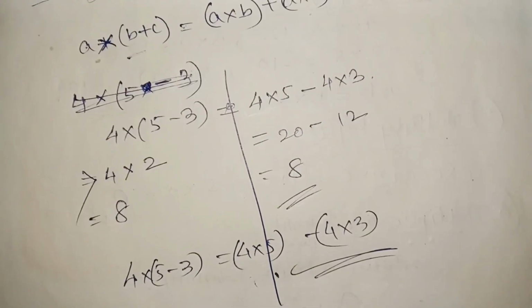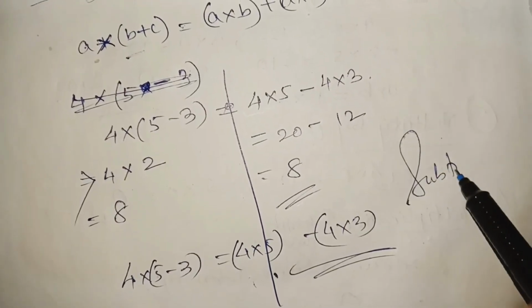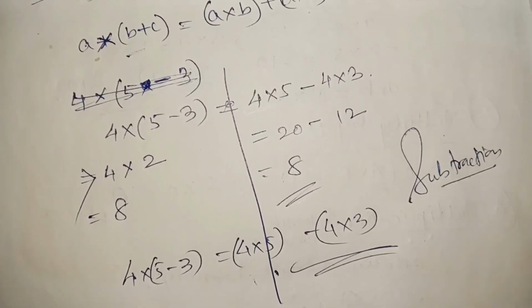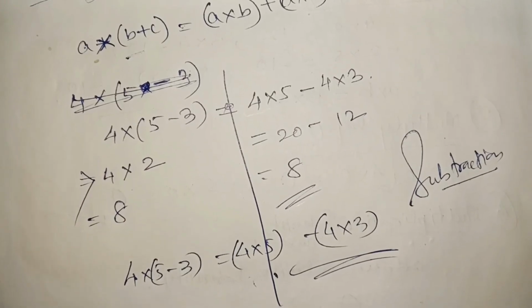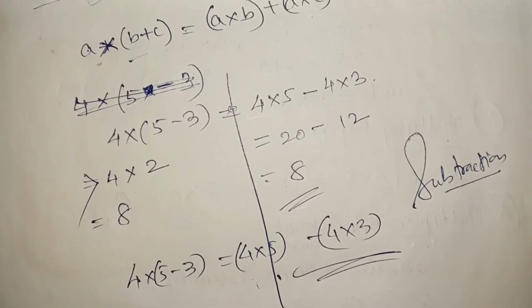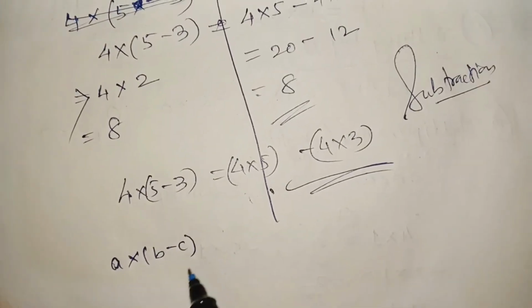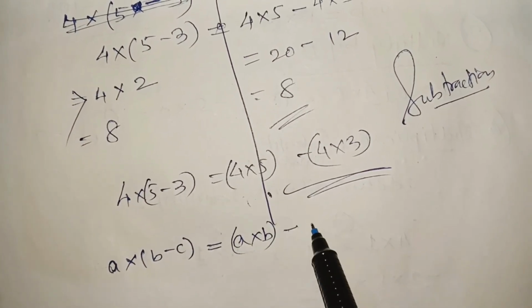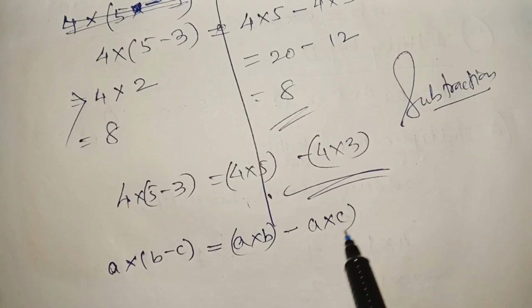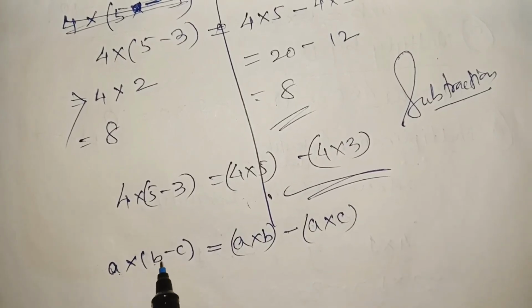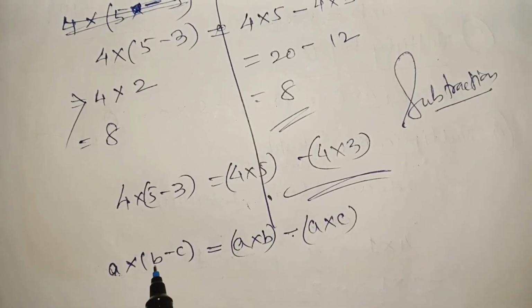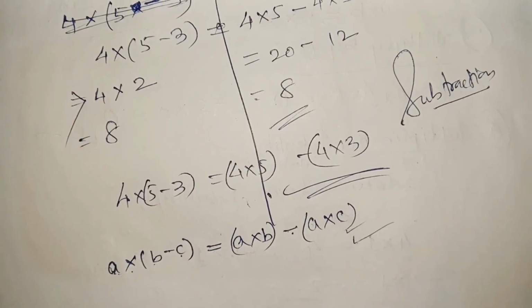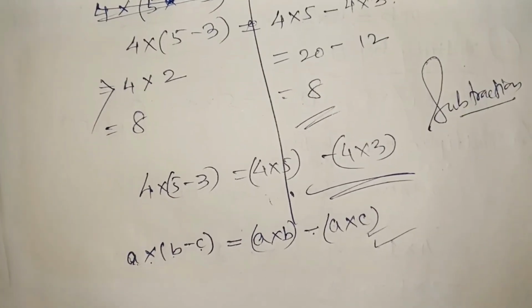This means that for subtraction also the distributive property is satisfied. That means for any integer a into b minus c is equal to a into b minus a into c. ठीक है, तो ये सब्ट्रैक्शन के लिए भी सेटिस्फाई होता है. ओके, एप्लीकेशन easier.